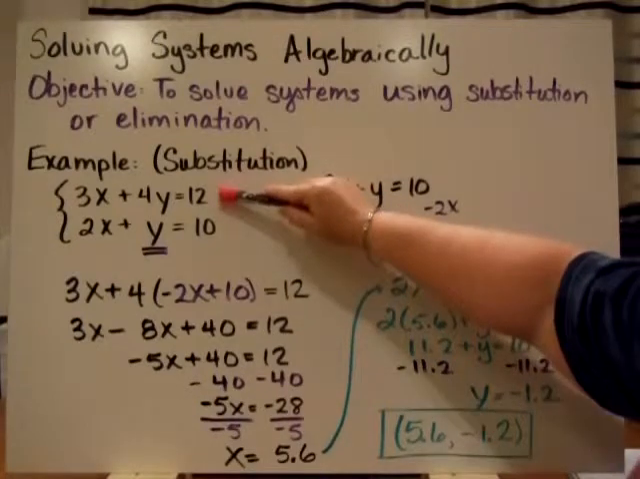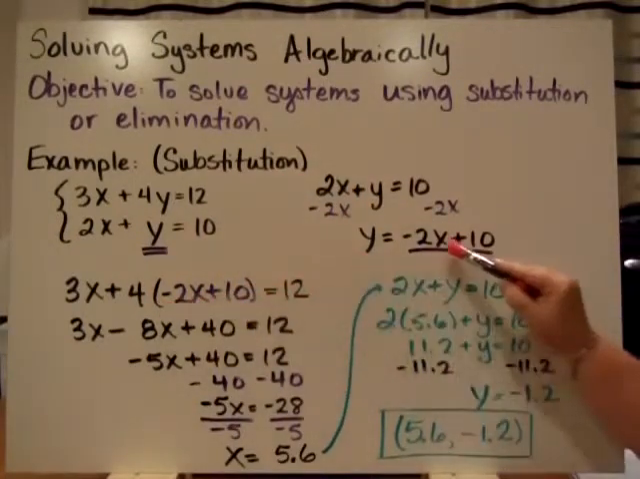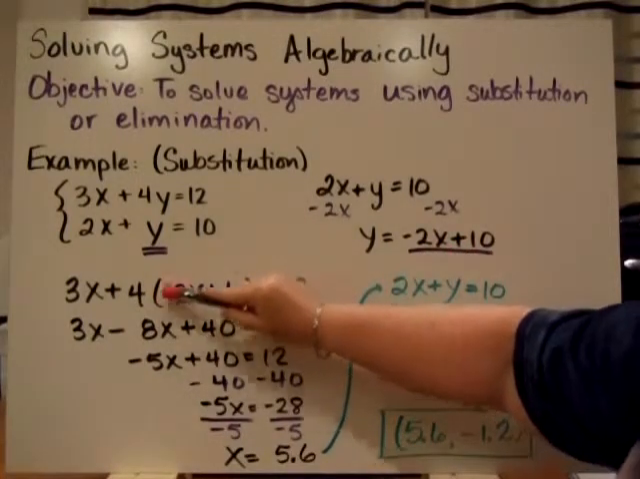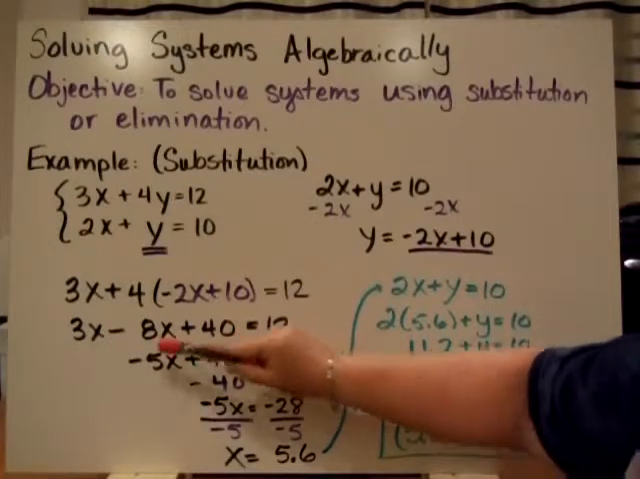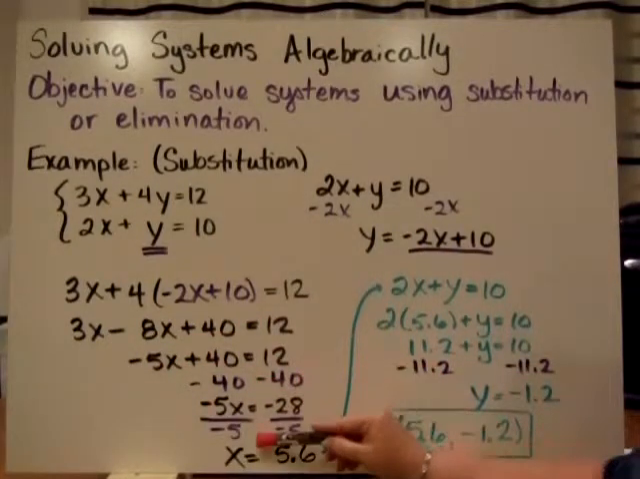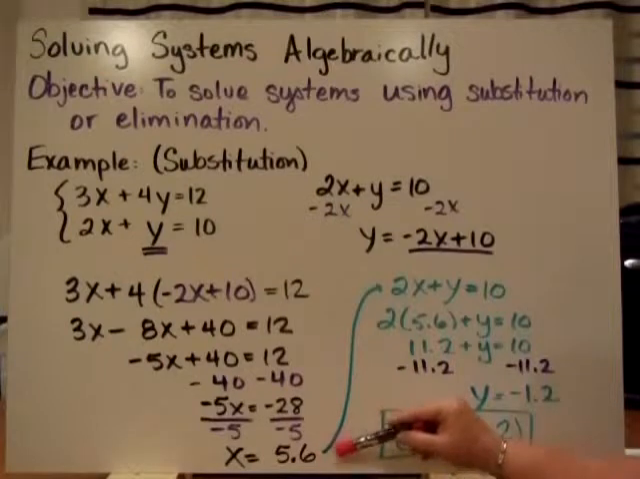So we go back to our original problem, 3x plus 4y equals 12, and in place of y, we put our negative 2x plus 10. Distribute the 4, combine our like terms, then subtract 40 from both sides, and divide by negative 5, and we get x equals 5.6.